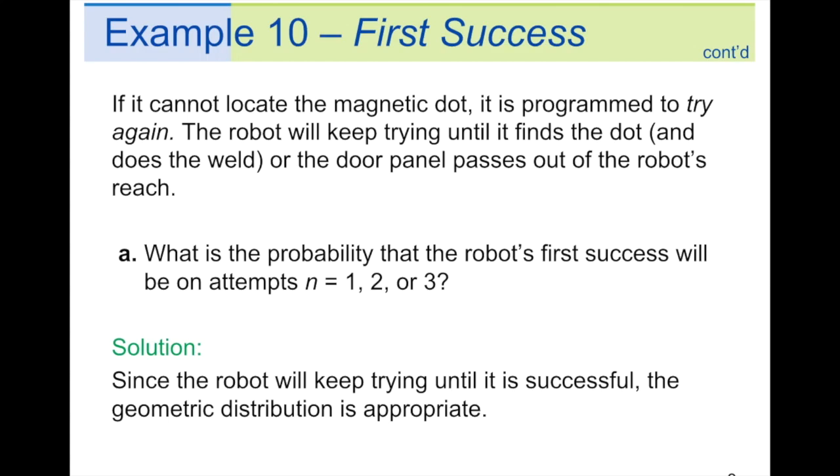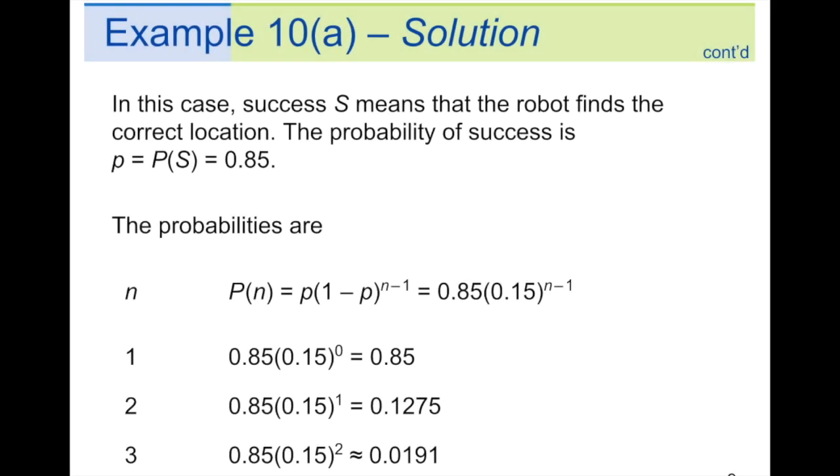What is the probability that the robot's first success will be on attempts 1, 2, or 3? Since the robot will keep trying until it is successful, the geometric distribution is appropriate. So something's appropriate for the geometric if it keeps doing it until it's successful. You keep going until you get a success. In this case, success S means that the robot finds the correct location. The probability of success is 0.85.